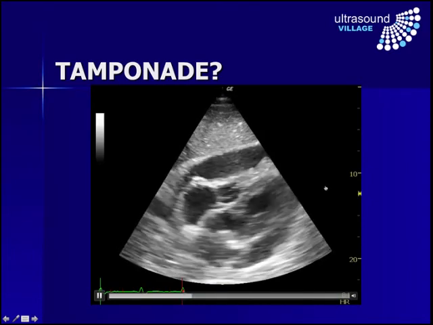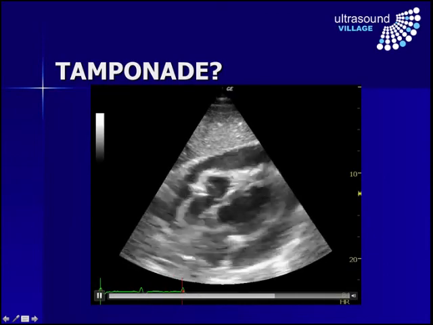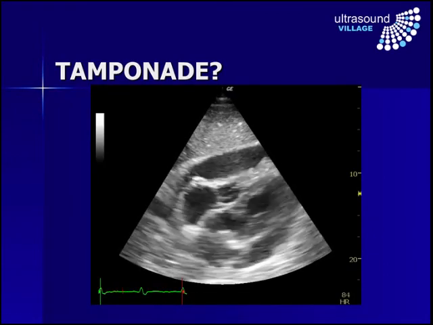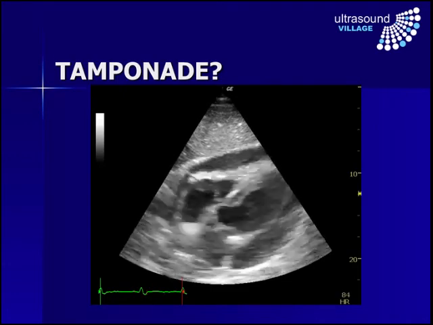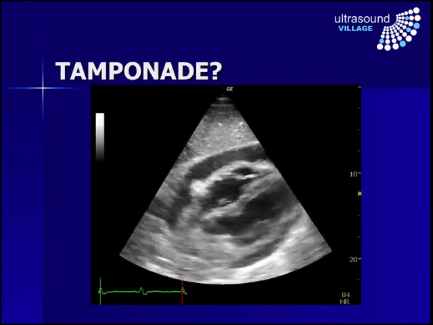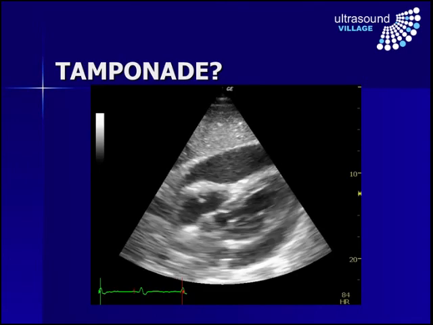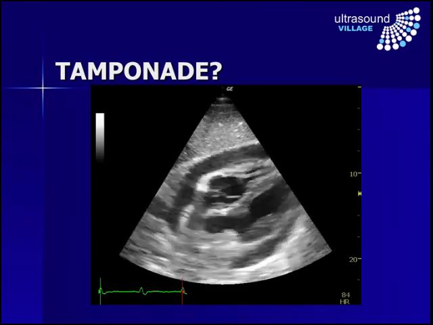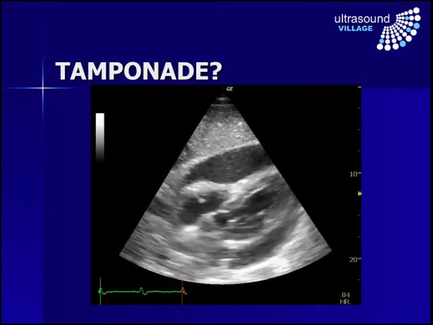This gentleman had a formal echo, and he fulfilled every single criterion for tamponade on echo. All his transvalvular flows and output flows were all above the normal ranges. And so his echo report said, this man has every sign of tamponade. But clinically, he was compensating.